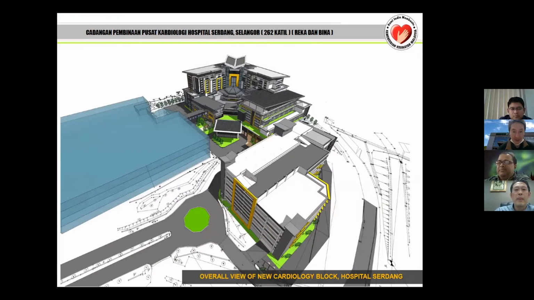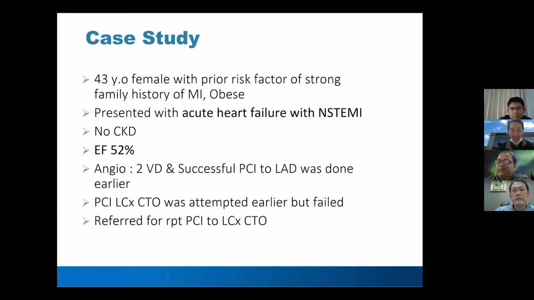Before I start my presentation, I'd like to pay my respects to Dr. Wasan, who has been my mentor and my CTO guide for many years. He has come here to teach us CTO for many years. Also Dr. Virash and Dr. Anik, who are excellent CTO operators. Mine is a rather simpler case, from which I thought I learned something.